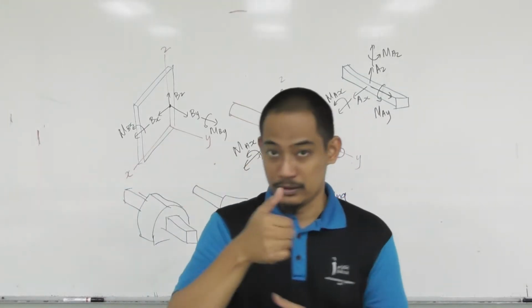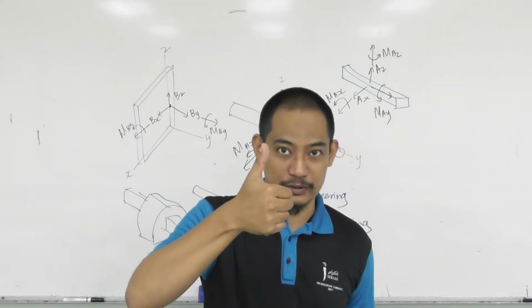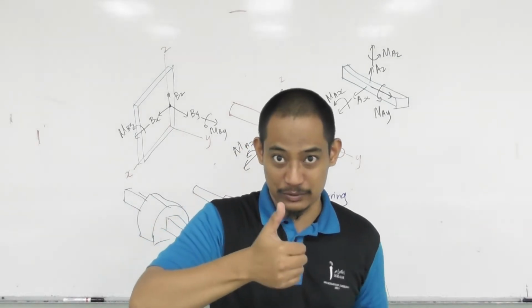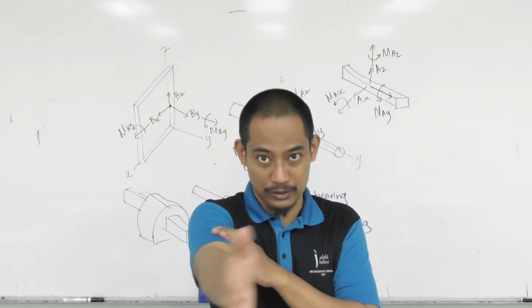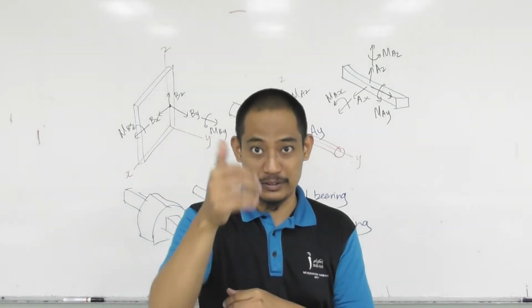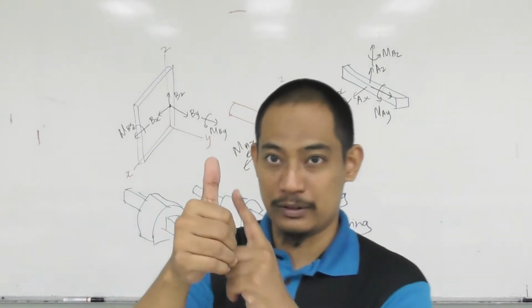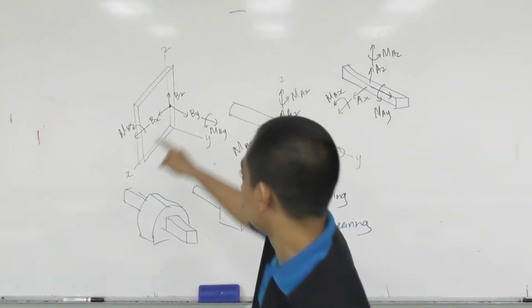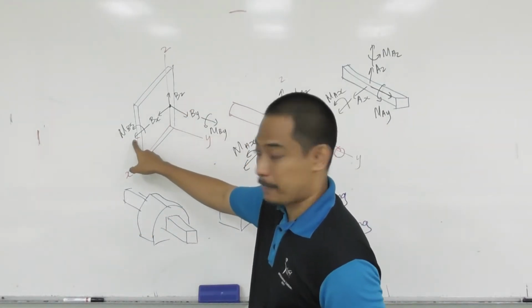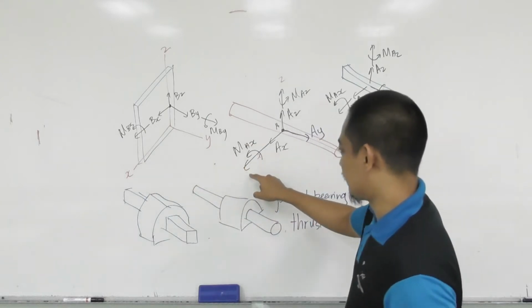Like the door here, the rotation is this way, right? Meaning the door is actually rotating this way, and the finger there is this way, right? So we have to draw both, meaning the thumb and the finger. This is the thumb, this is the finger.